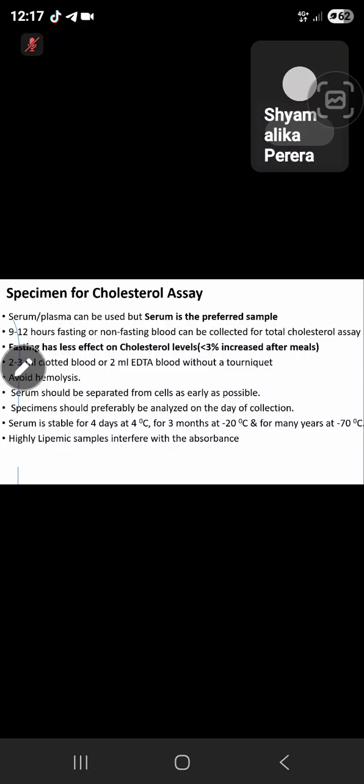So for the cholesterol sample, serum is the preferable one. Fasting is not essential. If you can do the fasting, it's okay, but you can assess the cholesterol only. I'm not talking about the lipid profile. If you are requesting only the serum cholesterol, you can go ahead with non-fasting blood samples. So fasting has less effect on cholesterol levels, because if you collect blood after a meal, it will increase the levels of cholesterol by less than 3%.